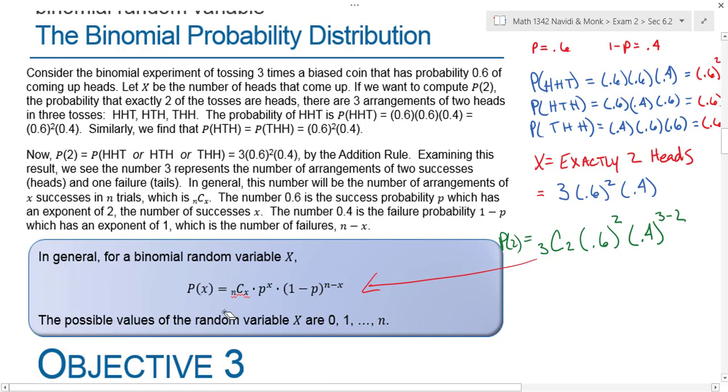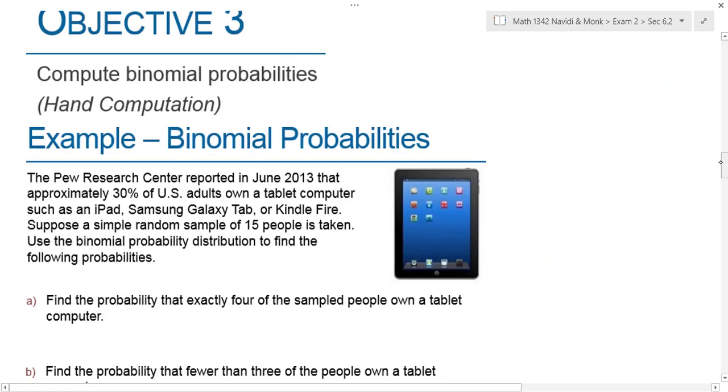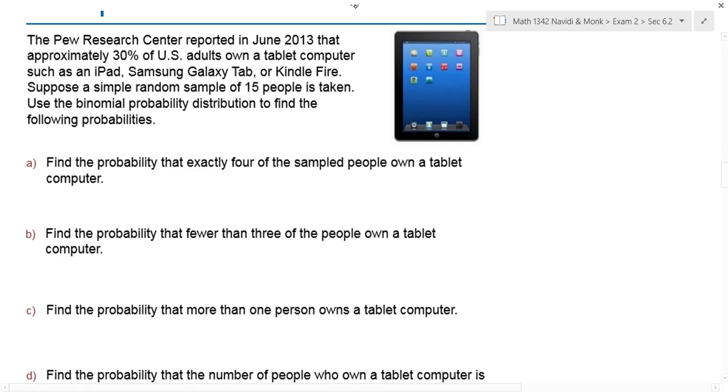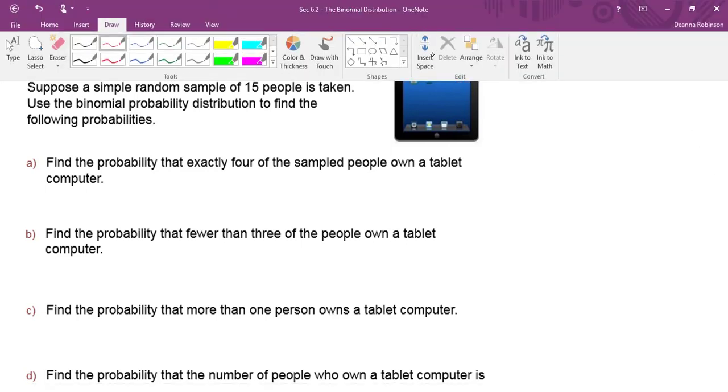The first problem, I'll use this formula just to show you that when I use the formula that's programmed in the calculator, we get the same thing. Objective 3 is actually computing the probabilities, and I am going to need more room here because I am going to show you how to use your calculators.